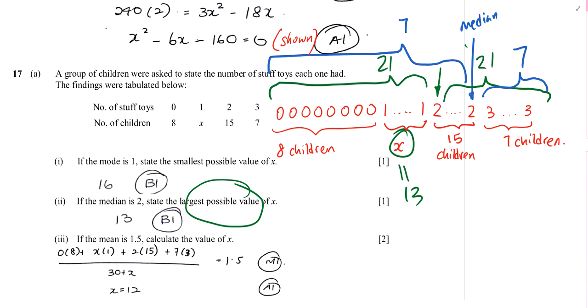Okay? Next, part 3. If the mean is 1.5, calculate value of X. Mean is just average. You add everything up. 8 times 0 plus 1 times X plus 2 times 15 plus 3 times 7 divided by the total number of people, which is 30 plus X. Equate it to 1.5, get the answer of X equals to 12. That's part 3.